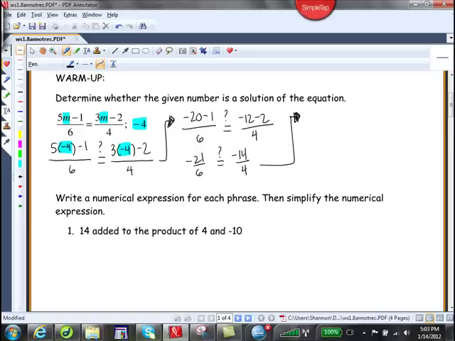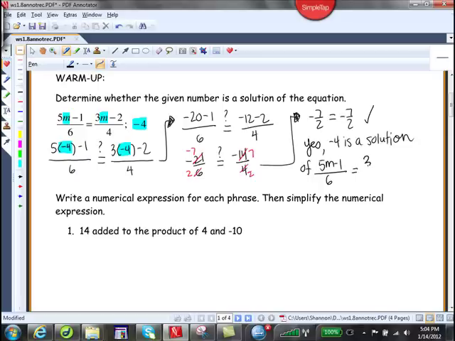Well, when we reduce both sides of the equation, or simplify, you see that we can divide out a 3 from each of these and we would get -7/2, and on this side we could divide out a 2 and we would get again -7/2. So -7/2 sure is equal to -7/2. So answering the question, yes, -4 is a solution of 5m minus 1 divided by 6 equal to 3m minus 2 divided by 4.